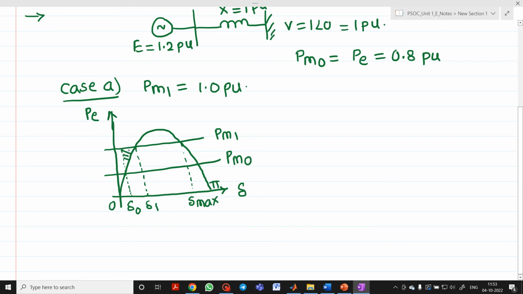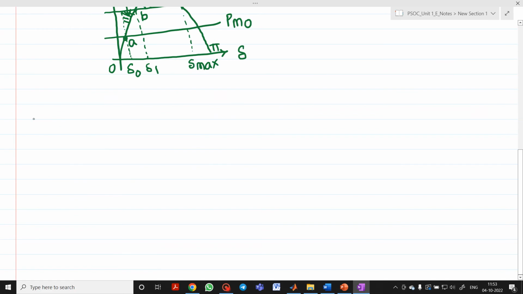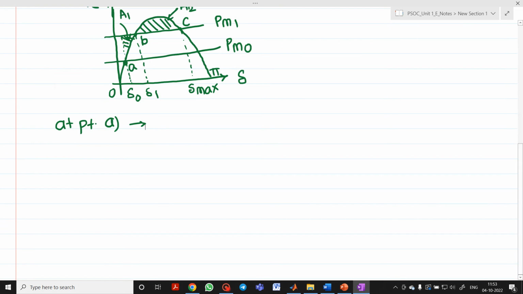Now this shaded region, it indicates what? It indicates area A1, and this shaded region indicates area A2. Now I will give the names here. Let's say this is point A, this is point B, and this will be point C. So let me solve now. Now I will write it here at point A. What is observed at point A? What have you observed here?